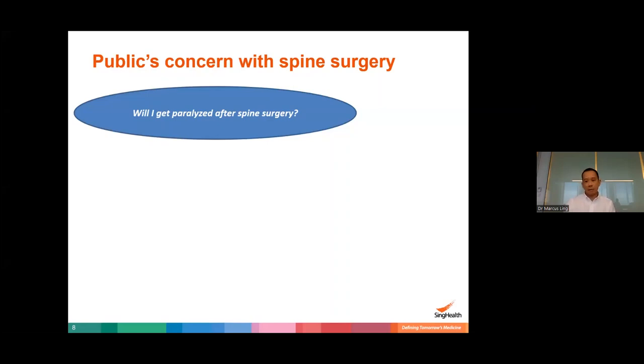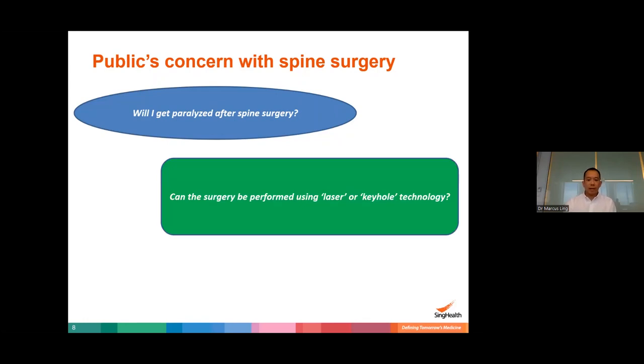And finally, the anatomy of your spine. If we are operating on your cervical spine, obviously the risk of paralysis will be higher as compared to if we're operating on your lumbar spine, simply because in your cervical spine, that's where the spinal cord is. Whereas in the lumbar spine, the spinal cord has already given out its nerve roots.